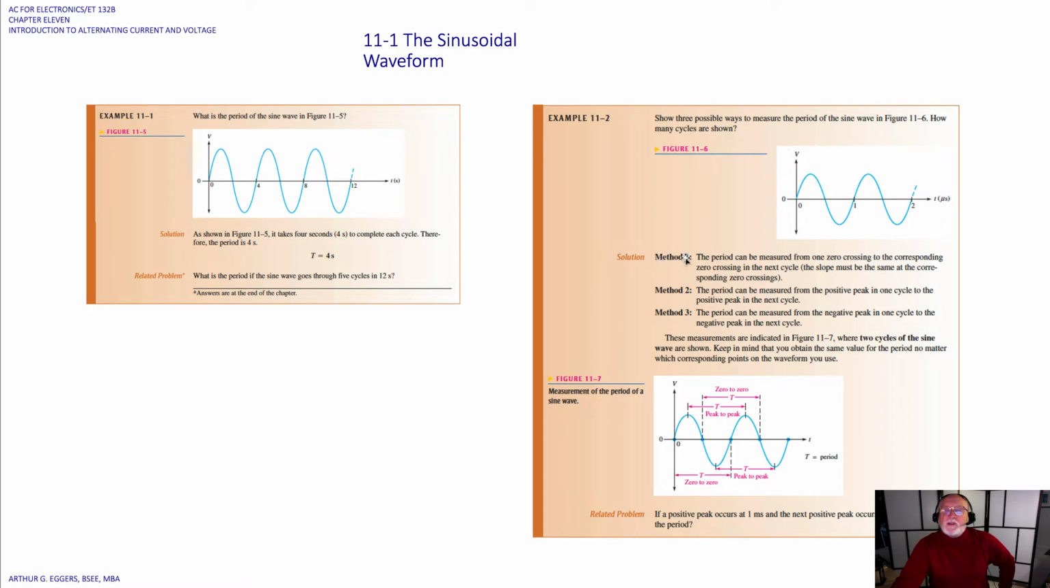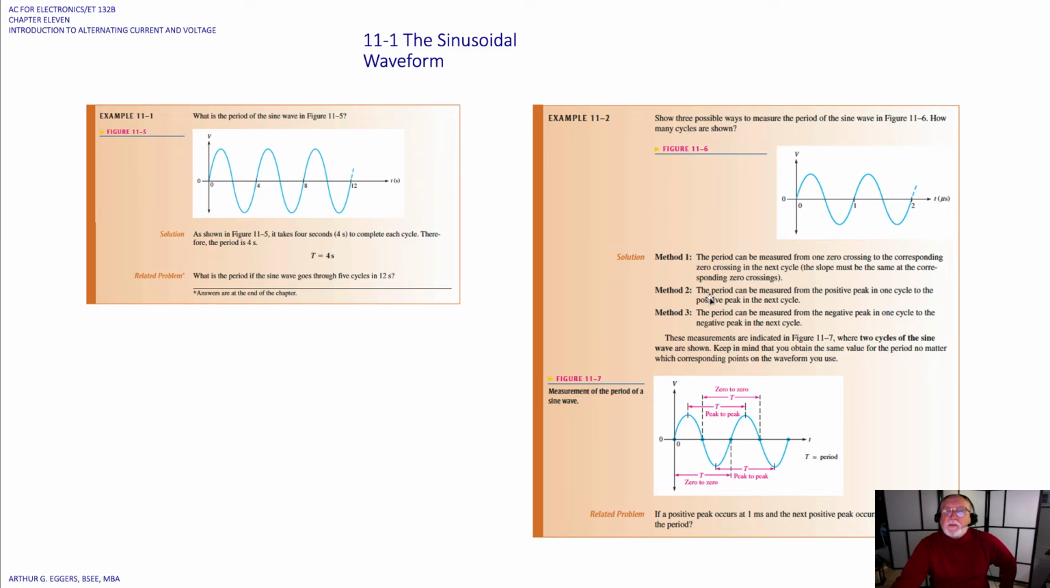In the solution, method 1 says the period can be measured from one zero crossing to the corresponding zero crossing in the next cycle. The slope must be the same at the corresponding zero crossing. So when we get to the point of measuring the slope here, we can see we have the slope that basically goes right there, and then here we have that same slope. If we could extend that tangent line through the 1 second, that would be our slope.